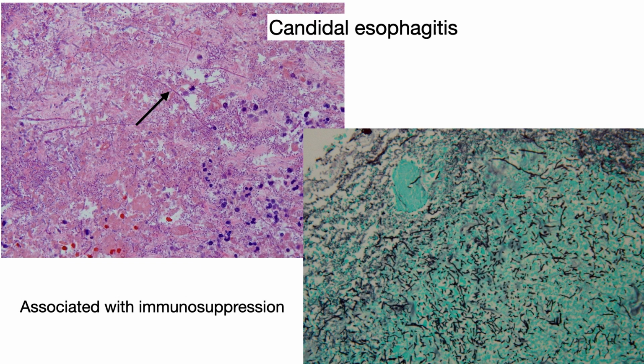And then candidal esophagitis. I had a really great case where the esophagus was green, but I can't find the pictures of it. But this one shows the top left is H&E. The black arrow shows one of many. You can see the hyphae in there. And the bottom right is a GMS, Grocott methenamine silver stain, which stains the organism. So all the black you see is all the fungus.